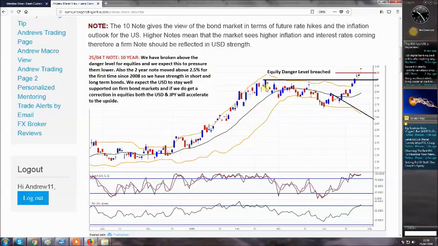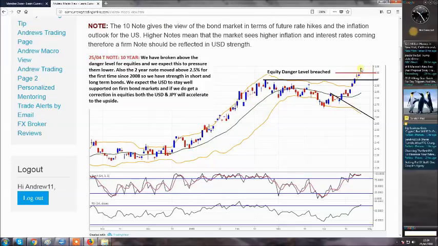Basically, if it's going up, it means that the perception in the bond market is that US rates are going up, and so is inflation in the US. And what we noted was you had this dip here, then you go through the 20-day moving average, find support, off to the upside. We were here at the weekend, breaking out above this level. I'm saying if we got up to this equity danger level, which I'll come to in a moment, then the dollar will just keep firming.